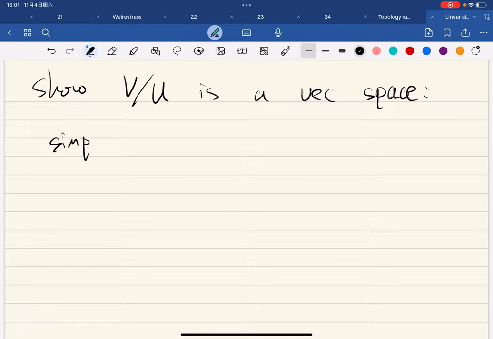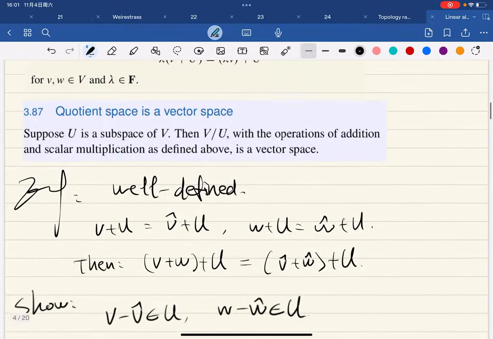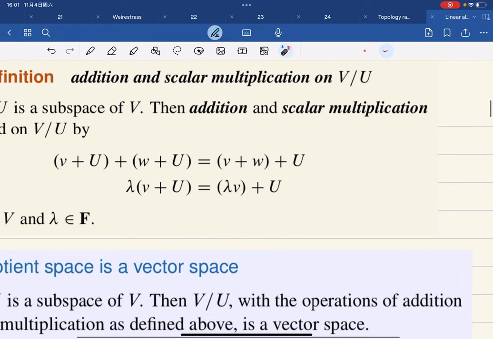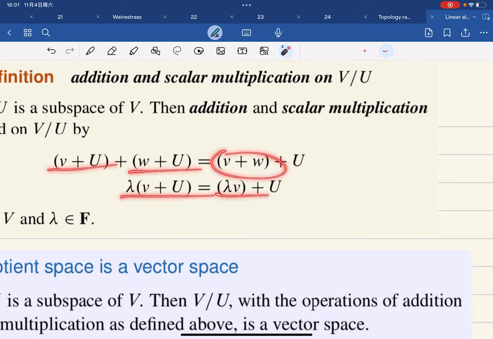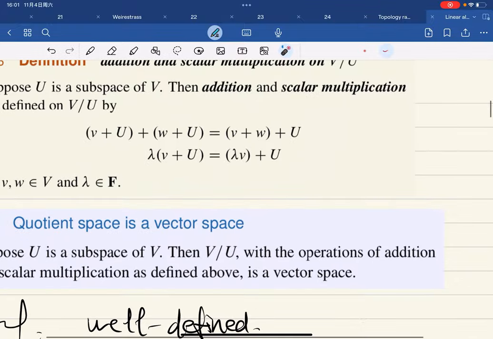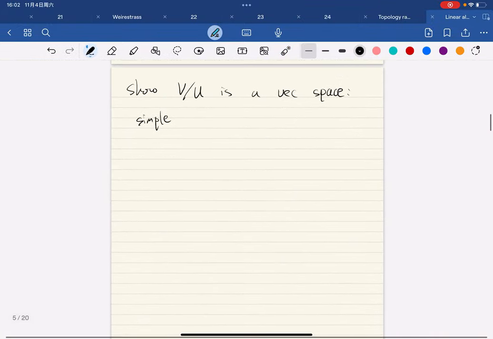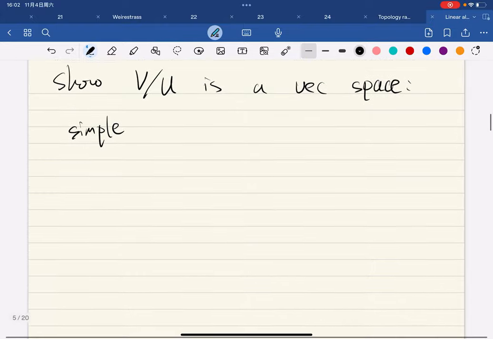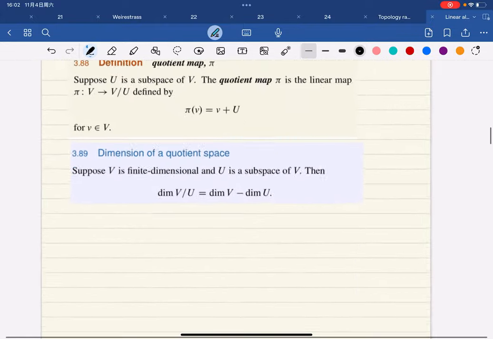Simple. Why is this so simple? Because if these are well defined, then when they're adding, we only check the first part of the addition, and the U, we just ignore it when we're checking if it's a vector space. If this plus this is basically this, it's very easy to check as a vector space, because we just check the first part, right? And then we know that, yeah, it's a vector space. And we're done. Okay? It's a vector space.